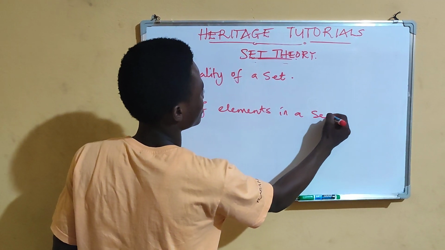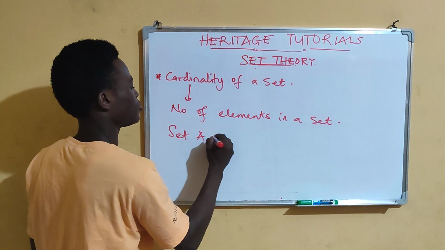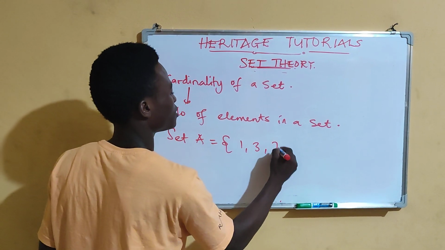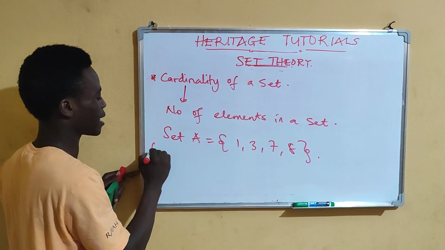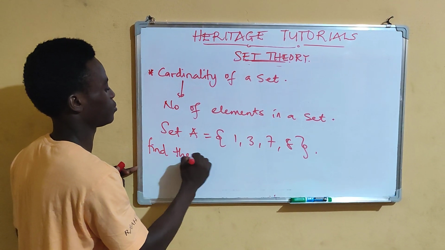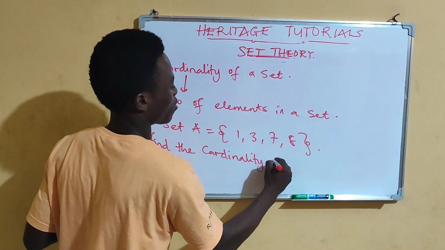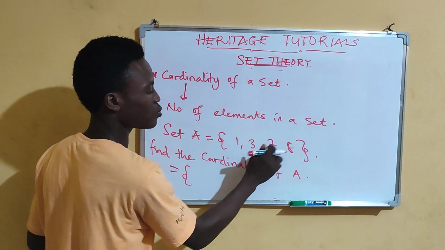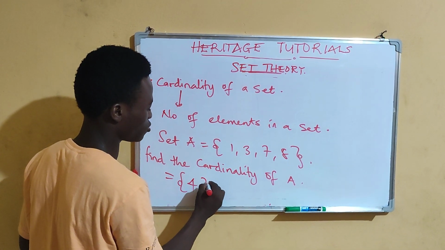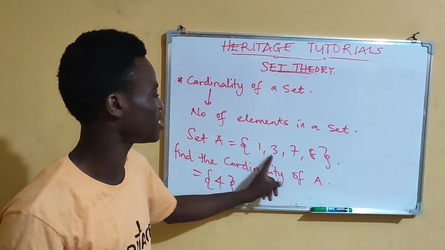in a set. For example, if I give you set A equals 1, 3, 7, 8, and I ask you to find the cardinality of A, the cardinality of A is going to give me 1, 2, 3, 4. The cardinality of A is 4. Why? Because I have 4 elements in the set. Each of these is an element.